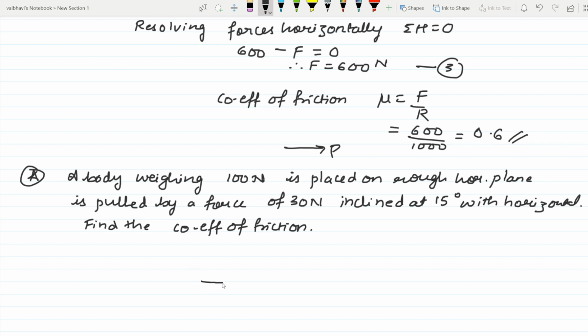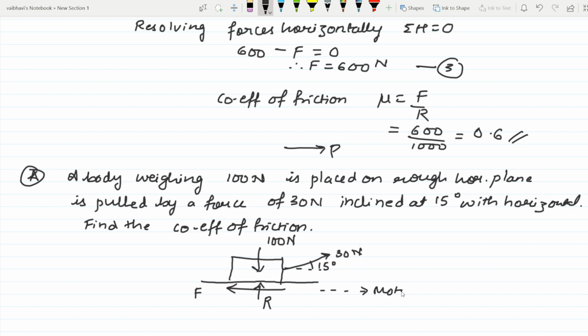Let us just draw the free body diagram directly. There is a block weighing 100 Newton, and there is an inclined force of 30 Newton making an angle of 15 degrees. There will be a reaction R from the plane on which it is resting and a frictional force F. This is the motion trend; it is pulled in this direction.